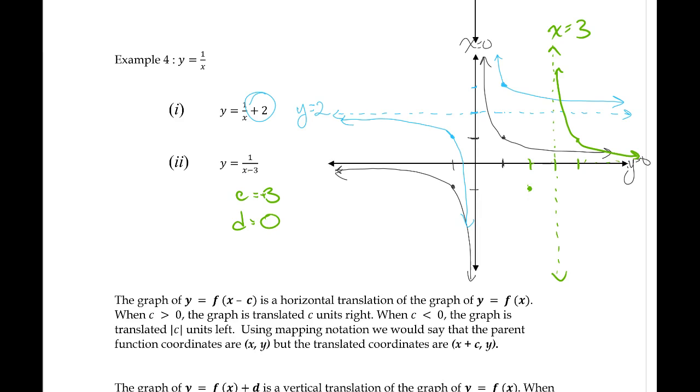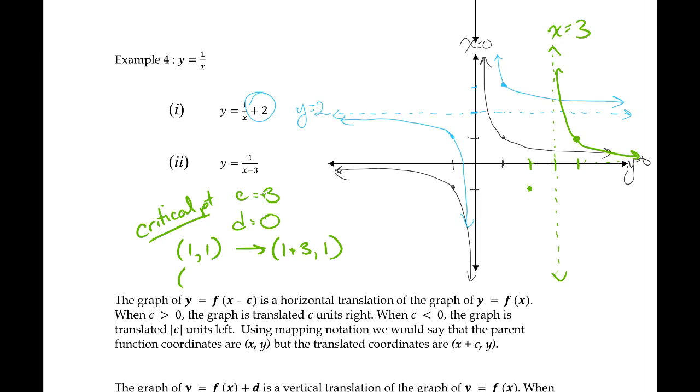So for this second one, how we can do that is through what we call a mapping notation. So my original function was 1 and 1. That was a critical point. Well, after my translation, it becomes 1 plus 3 and 1. So now that becomes 4. Well, oh look, that's exactly where I put that point.